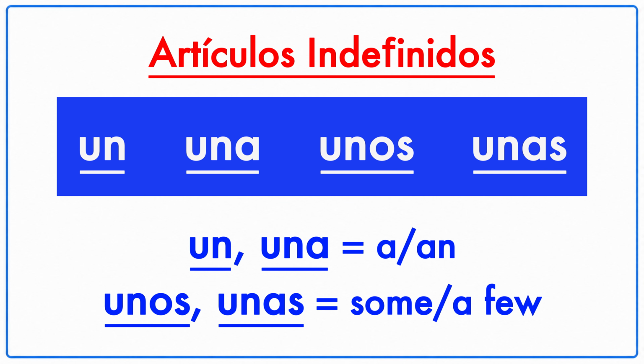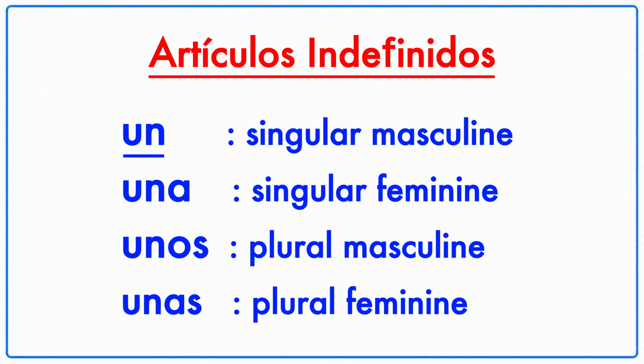In Spanish, it is a bit more complicated because there are different words depending on whether the noun is masculine or feminine. Un is used for a singular masculine noun. Una is used for a singular feminine noun. Unos is used for a plural masculine noun. Unas is used for a plural feminine noun.